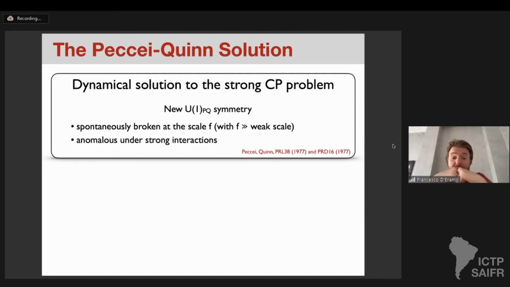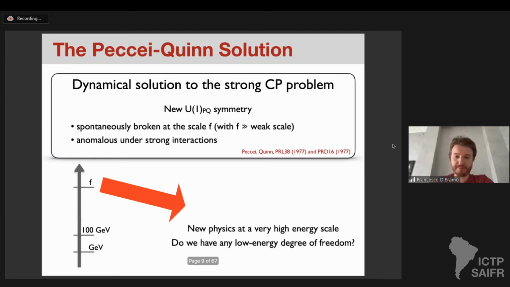So the requirement is that this symmetry is a symmetry of the theory, but is broken by the vacuum, or spontaneously broken, as we usually say, at some scale f, where this f is much larger than the weak scale. And then the other requirement is that this symmetry is anomalous under strong interactions. So let's discuss these two requirements separately, and we will be more quantitative.